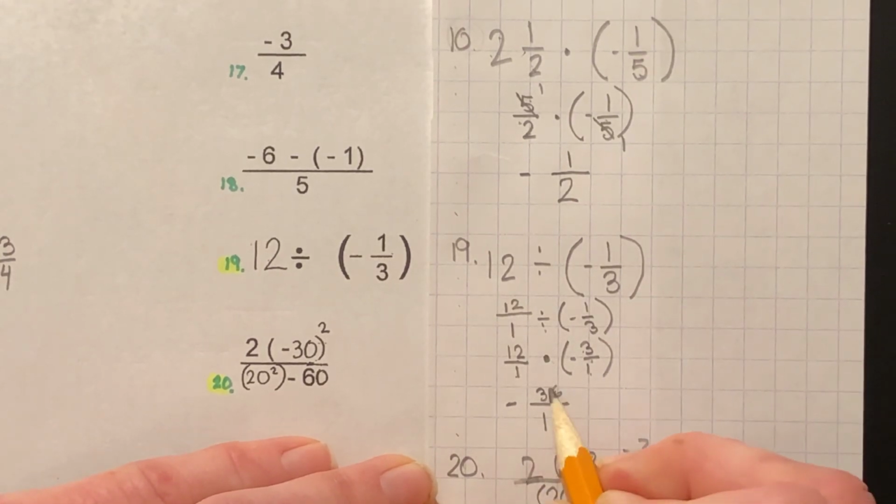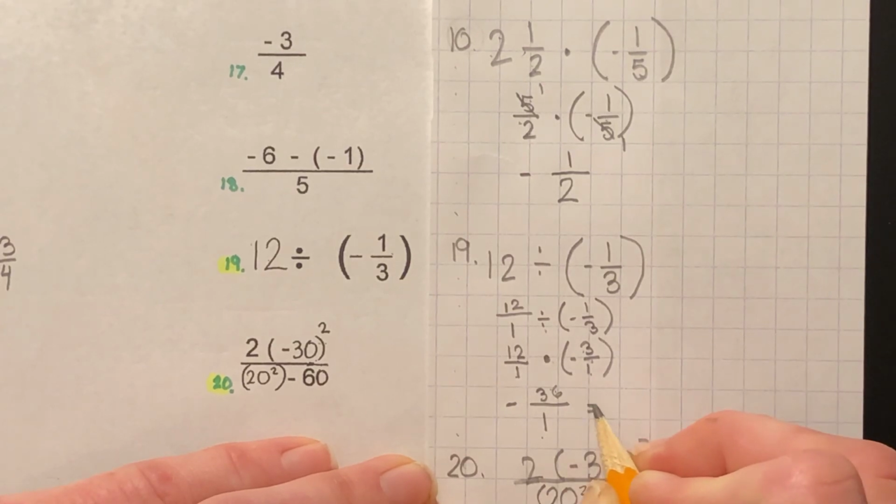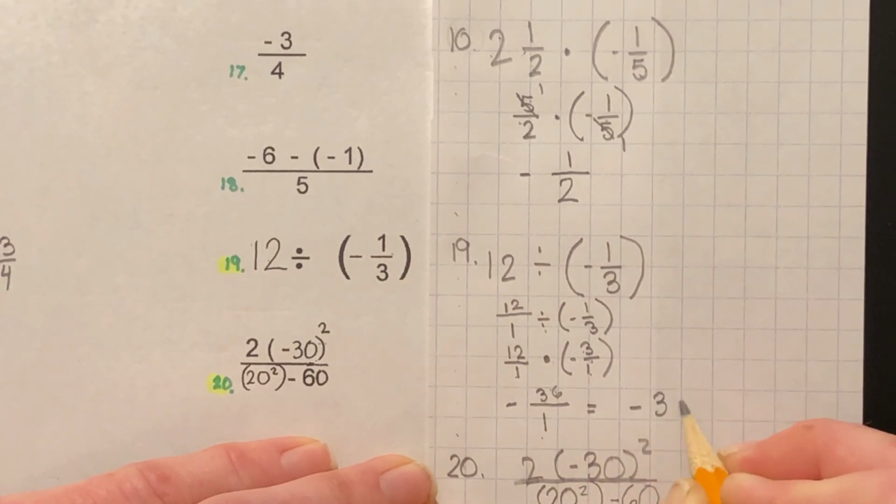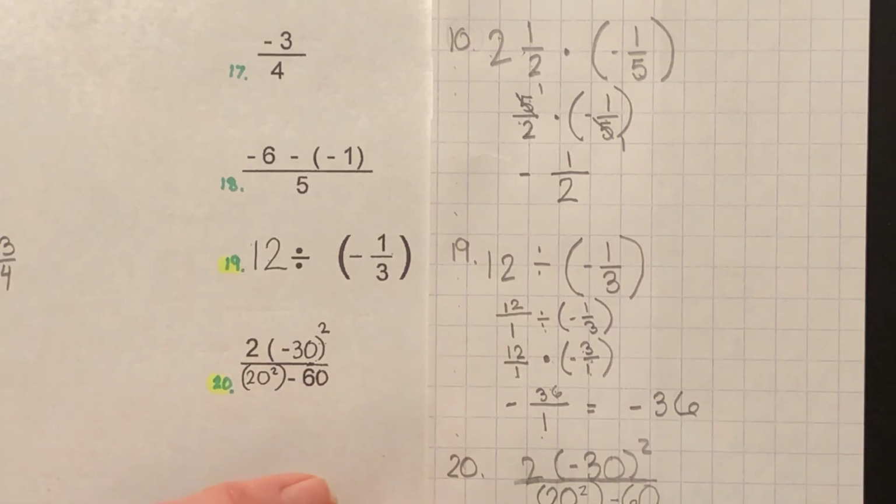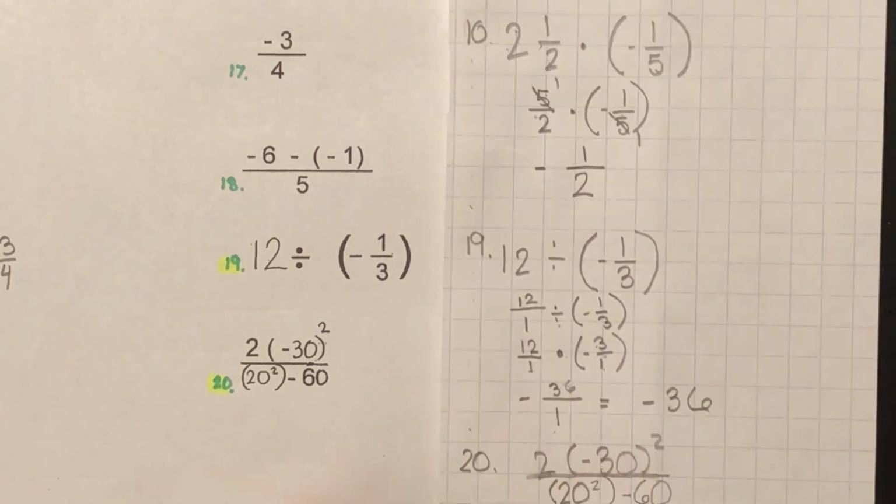We've got negative 36 wholes, which simplifies as negative 36. 19 is negative 36.